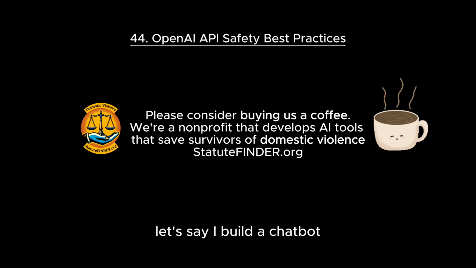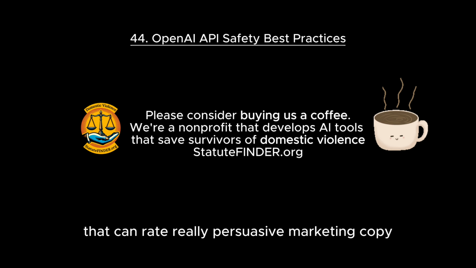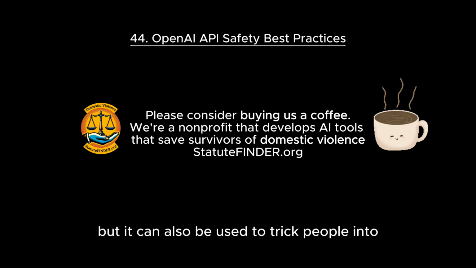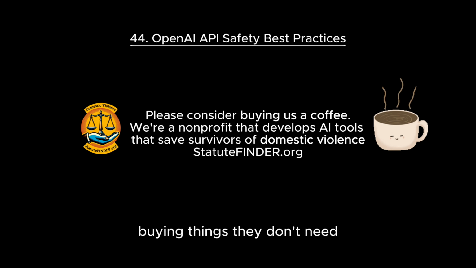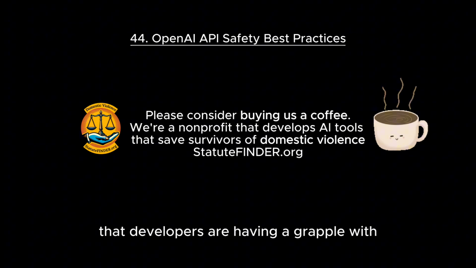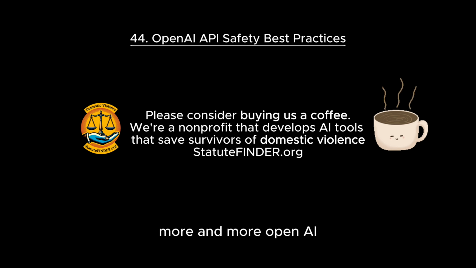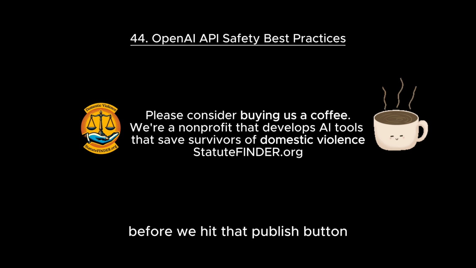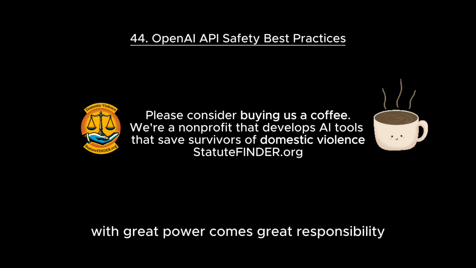So let's say I build a chatbot that can write really persuasive marketing copy that could be used to promote an awesome product, but it could also be used to trick people into buying things they don't need. Exactly. And those are the kinds of ethical dilemmas that developers are having to grapple with more and more. OpenAI really wants us to think about these issues before we hit that publish button. It's like that classic line, right? With great power comes great responsibility.